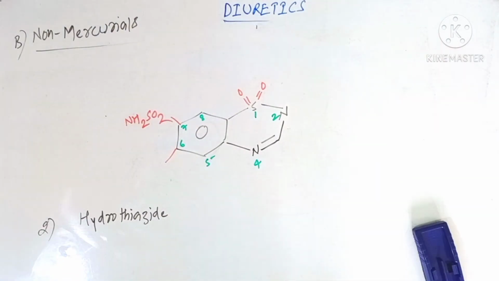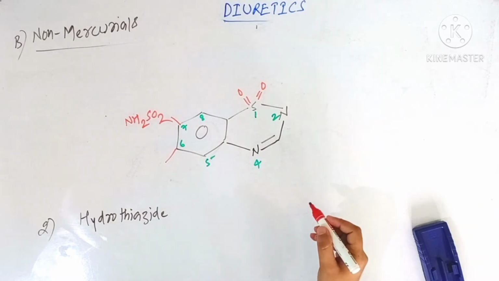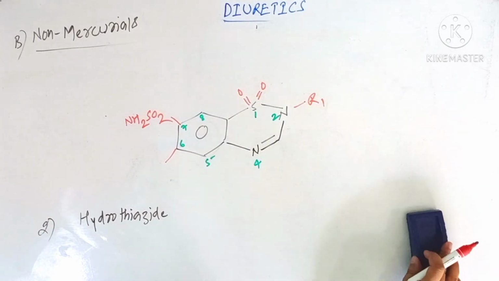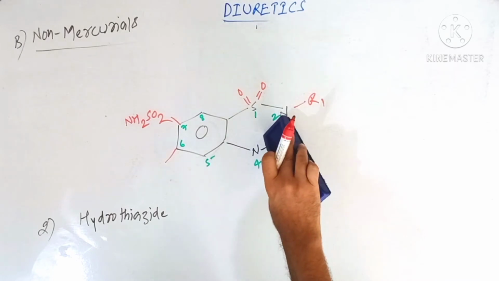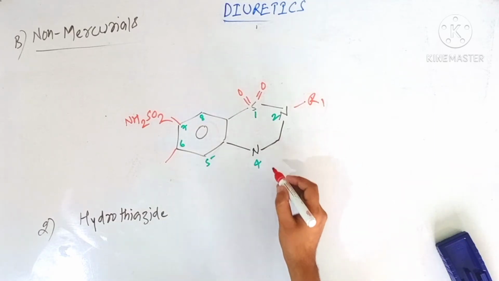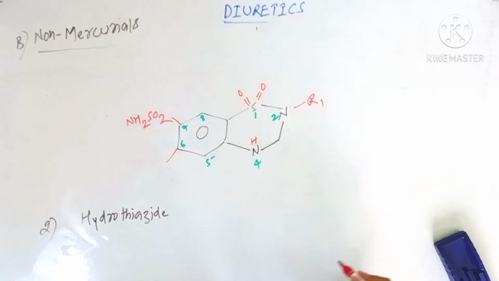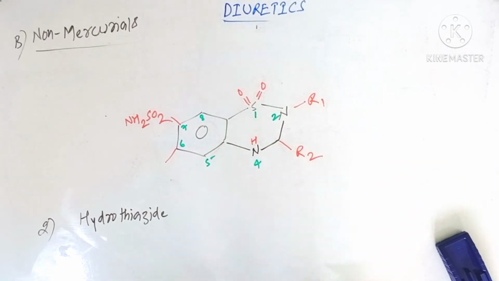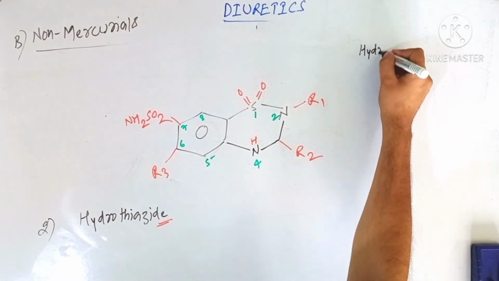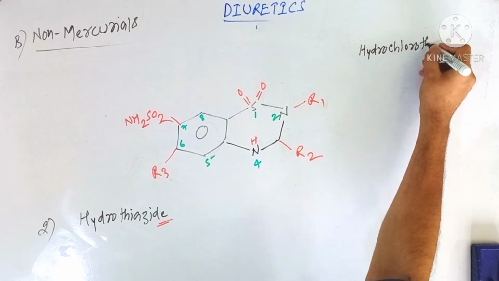Now the second class, hydrothiazides. There are 3 substituents on this benzothiadiazine ring. First the R1 group is there, and it is a hydrothiazide, so there is addition of hydrogen at this position, no double bond is there, saturation of this bond is there. So again this nitrogen acquires hydrogen, and at this position there is another functional group R2, here R3, and the sulfamoyl group remains as such. So this is the general structure of hydrothiazide. Now some important drugs included under this class is hydrochlorothiazide.